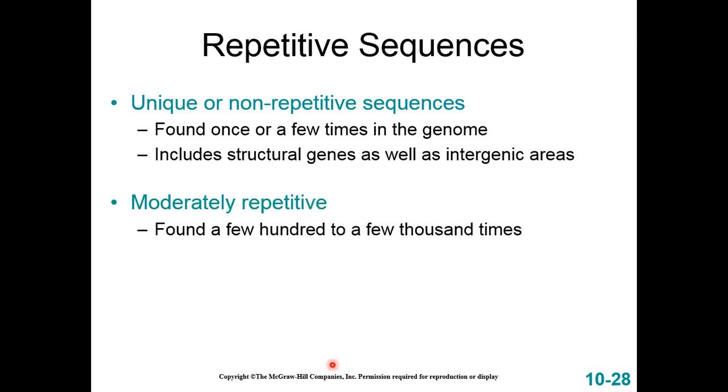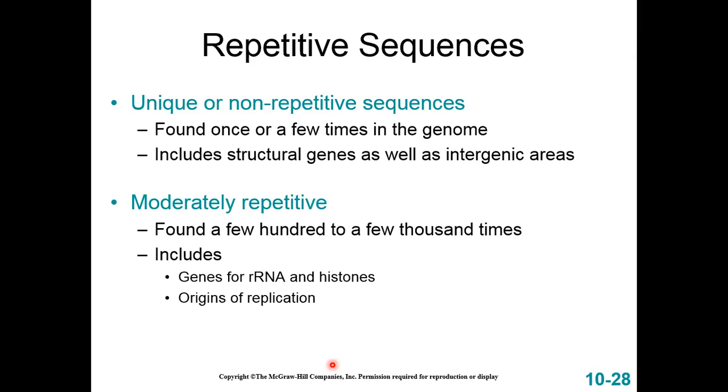Moderately repetitive sequences are found a few hundred to a few thousand times within the genome. They include genes for ribosomal RNA, histone proteins, origins of replication, and transposable elements.